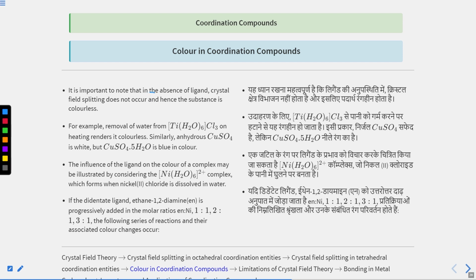Now it is important to note that in the absence of ligand, the crystal field splitting does not occur and the substance is colorless. See, it is colorless if it does not have any ligand.